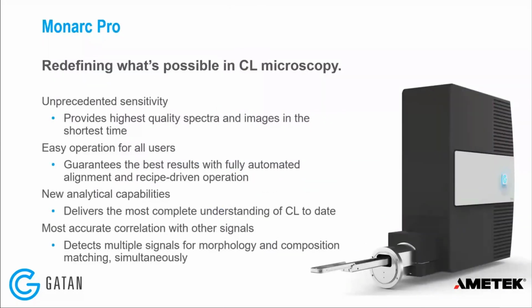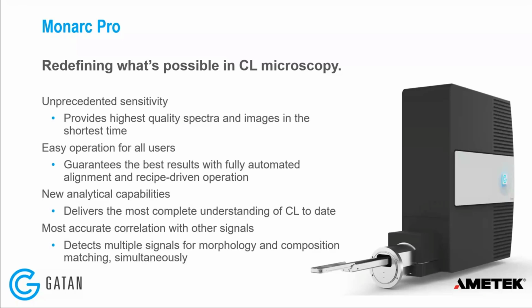Now, about 2 years ago, we introduced the Monarch cathodoluminescence detector, in a couple of various flavors, but the Monarch Pro in particular really redefines what's possible in cathodoluminescence microscopy. So it delivers unprecedented sensitivity. By that, I mean it gives the highest quality spectra and images in the shortest time. And really importantly, it has easy operation for all of the users who come to use the tool. And I'll talk a little bit more about why that's important in a few more slides.